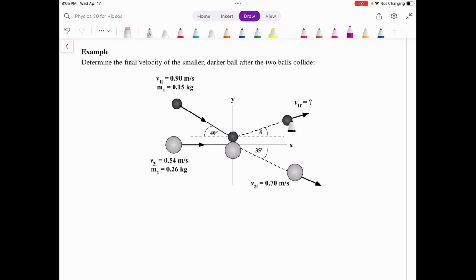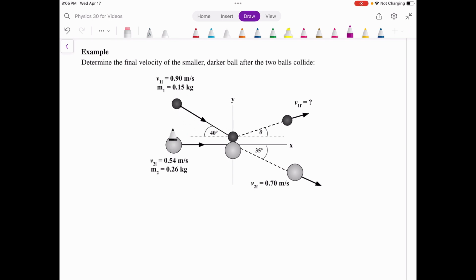Okay, all right. So what have we got going on? We've got this lighter ball. It looks like it's moving perfectly in the x-axis, so that's kind of nice, right? That one's momentum will all be in the x-axis initially. This one just has components. It has a y component to its momentum and an x component to its momentum, right?